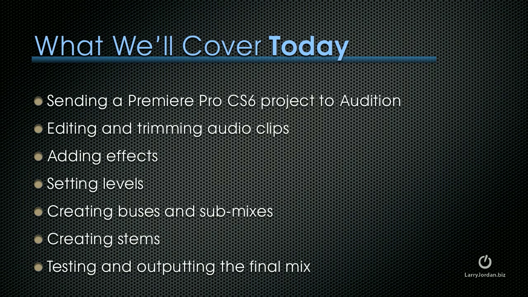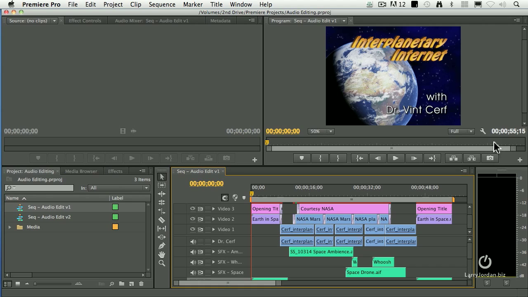What I want to cover today is to show you how to send a Premiere Pro CS6 project to Audition. I'll talk about editing and trimming audio clips, but mostly in brief, not in a lot of detail. I'll show you how to add effects, how to set levels, how to create buses and submixes, how to create stems, what stems are, how to test and output the final mix.